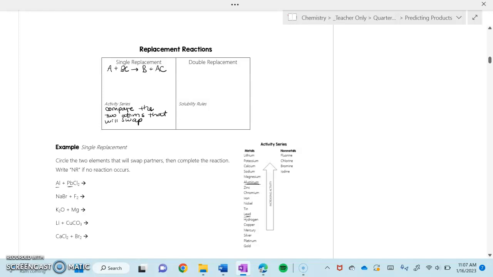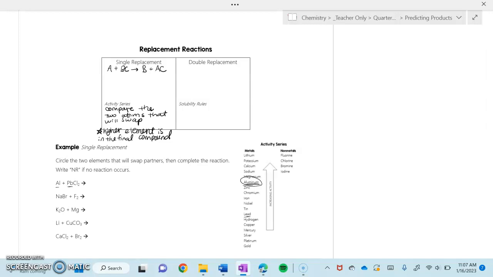According to our rule here, let's write it down. Element higher is in the compound in the products. Higher element is in the final compound. So our aluminum is higher, so it needs to be in the compound on the product side. So this reaction will occur. If aluminum was already in the compound, then we would just write no reaction, because it already is in the compound and nothing will change.